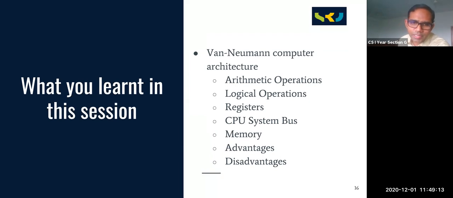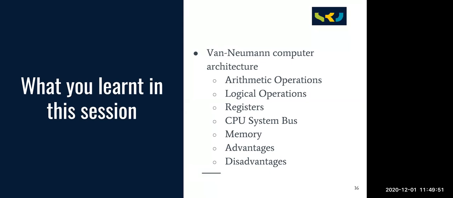Apart from registers, we have seen the system bus, the CPU system bus. A bus is used to connect devices in a computer. We have 3 types of buses: control bus, data bus and address bus. Next is memory, which is of 2 types: RAM and ROM. RAM is a volatile memory. Once the power is lost, the data is lost. ROM is non-volatile memory. Even if the power is lost, the data is not lost.